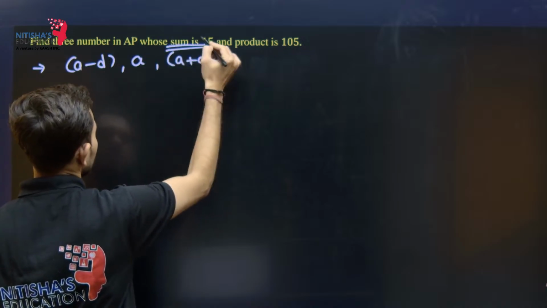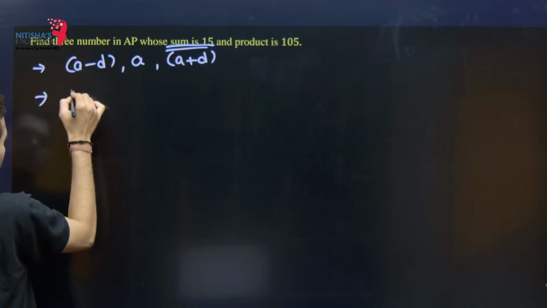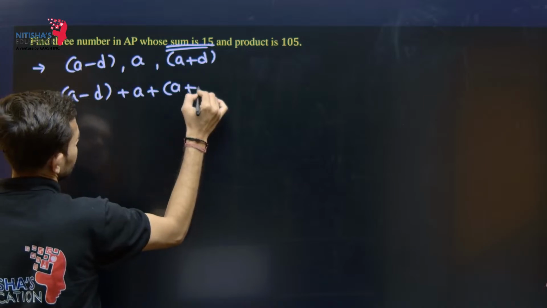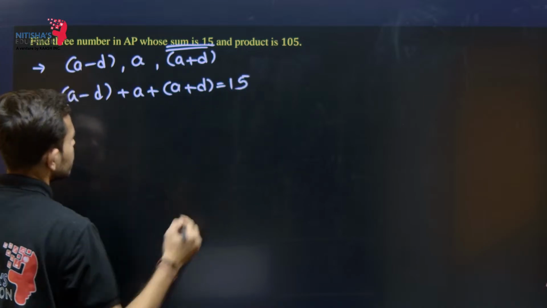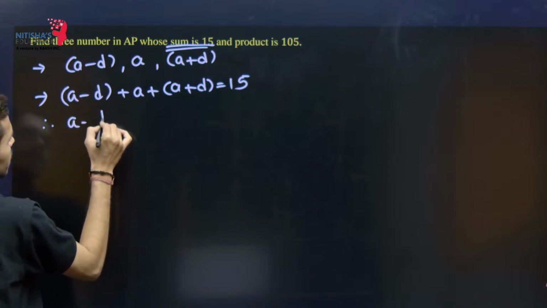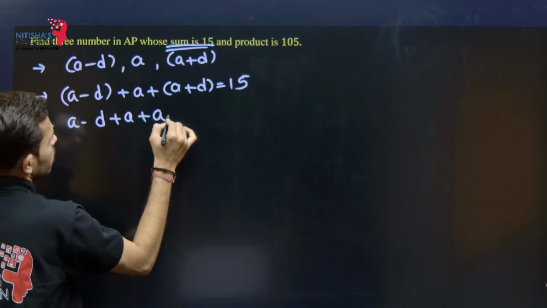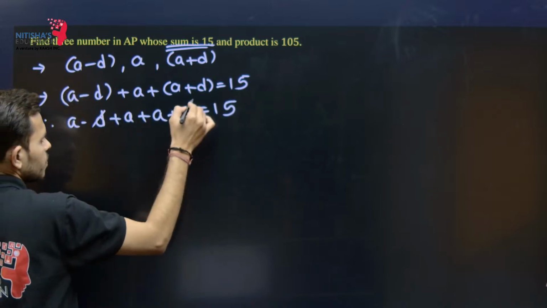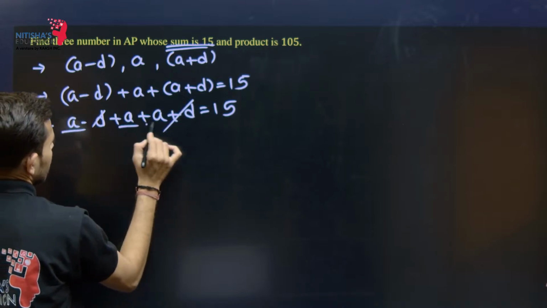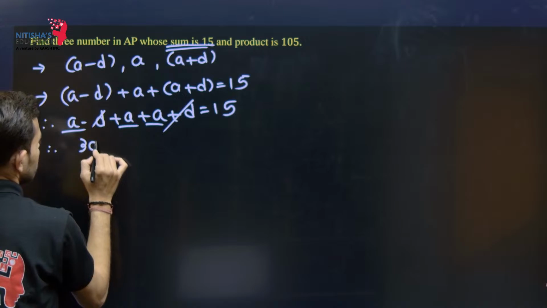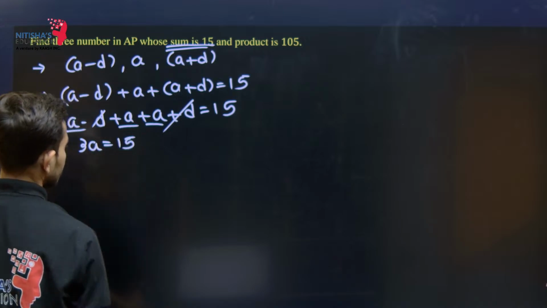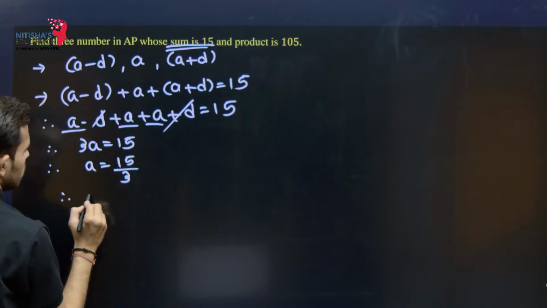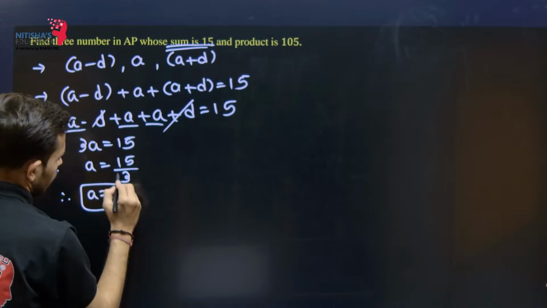The sum of these numbers is 15. So let us add these numbers: A minus D plus A plus A plus D is equal to 15. Here minus D plus D will be cancelled. There are 3 times A, so 3A is equal to 15. Therefore, A is equal to 15 upon 3. Therefore, A is equal to 5.